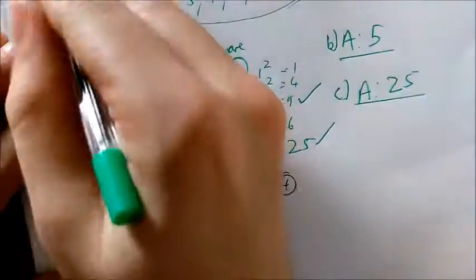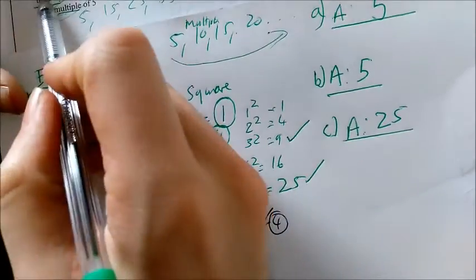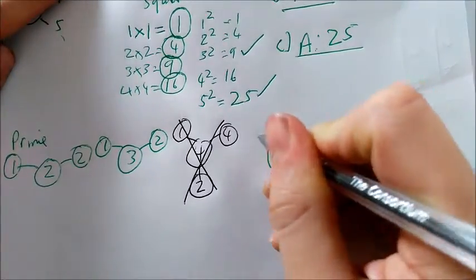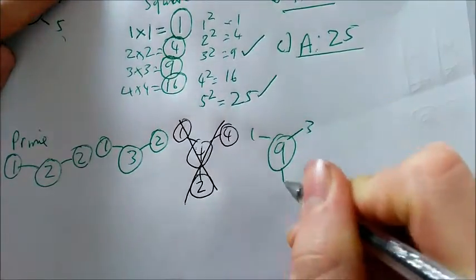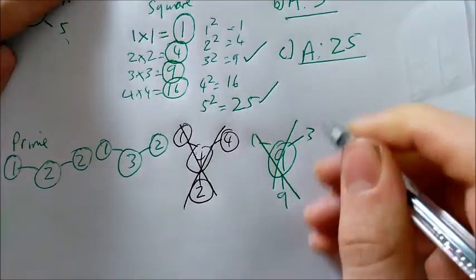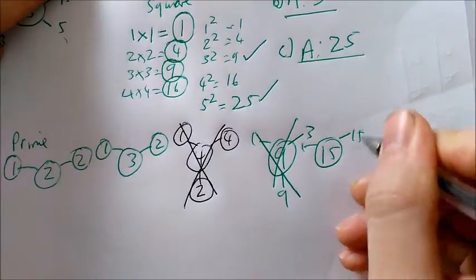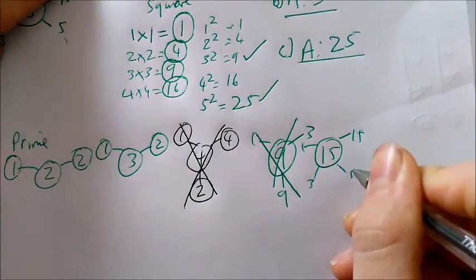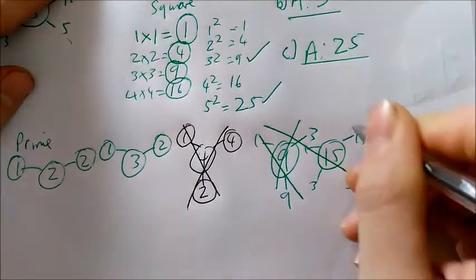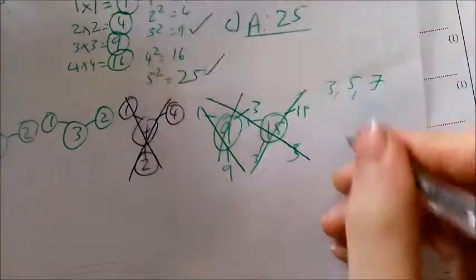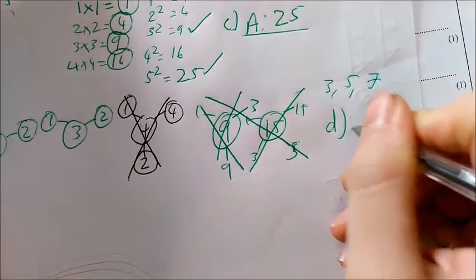If I have a look at my list, 3, 5, 7 are all prime numbers. 9 is not, because it's got 1, 3, and 9 as factors, so it's got 3 factors. 15's not because it's got 1, 15, 3, and 5 as factors, so it's got 4 factors, so that's also not. So in my answers, I could put 3, 5, or 7. I'm going to put 7.